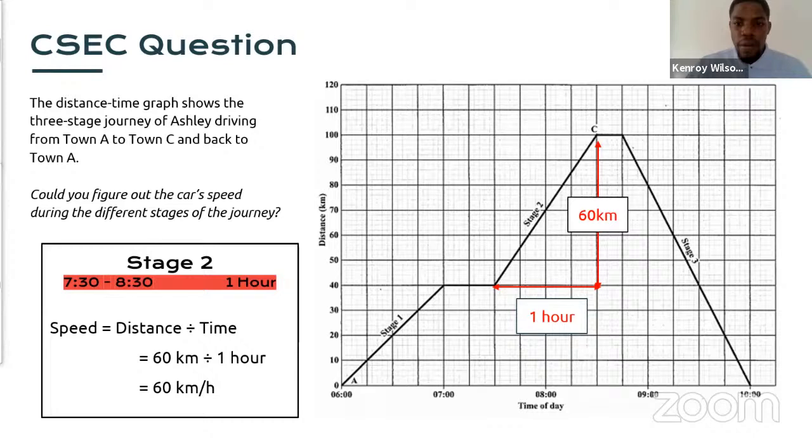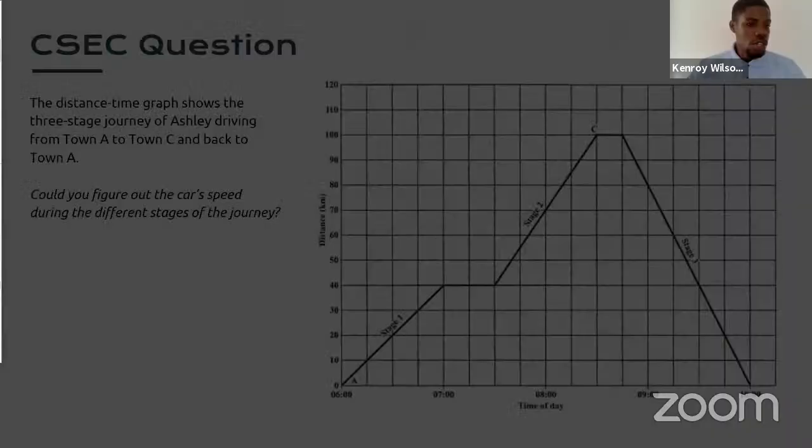So at the end of the day, we realize that during stage two, her speed was 60 kilometers per hour. And of course, it is at the end of this stage that she would have arrived at Town C. After she arrived at Town C, what did she do?